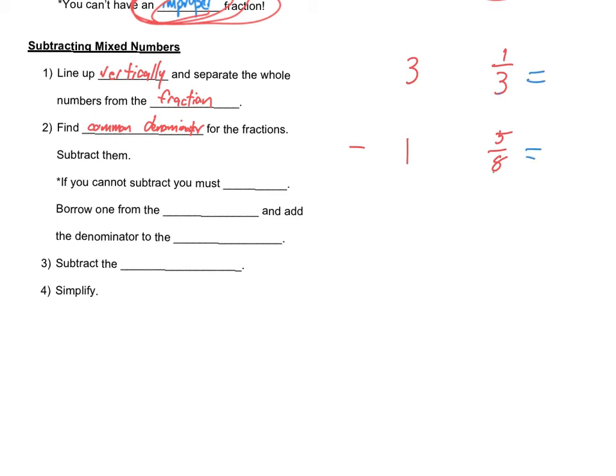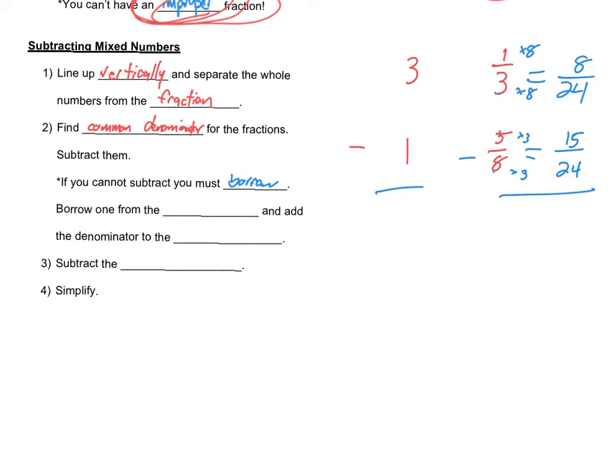Our quickest common denominator is 24. That's also our least common denominator. 8 times 3 is 24. 5 times 3 is 15. 3 times 8 is 24. 1 times 8 is 8. Okay, so now I have 3 and 8 24ths minus 1 and 15 24ths. We're doing each separately. If you cannot subtract, you must borrow. We did this a little bit on Monday. Borrowing's not always the easiest thing to do.